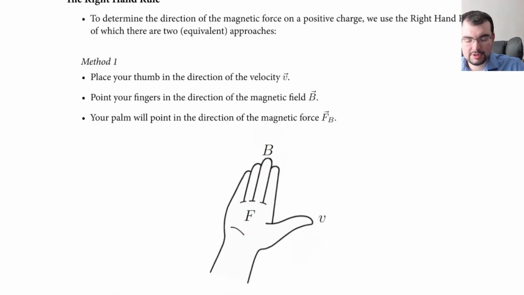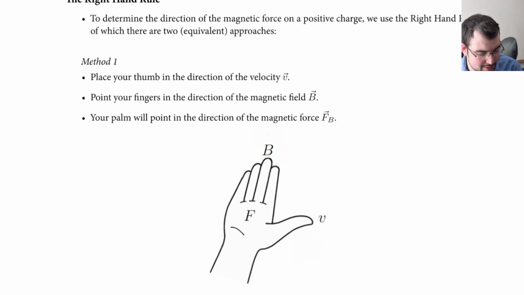So your thumb is going to point in the direction of V. Just match it with your paper. If V's to the right, point it to the right. If V is into the page, point it into the page, into the screen. So that's what your thumb does. Now, you use the rest of your fingers to represent the direction of B. There are usually many field lines for your many fingers. And if you do this, your palm will point perpendicular to both.